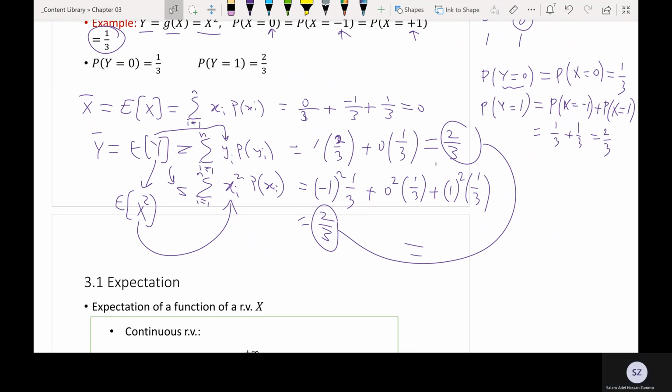Clear? But here, why is it a shortcut? Because I didn't need to go through the method of finding the details of y, the values of y and the probability of y.